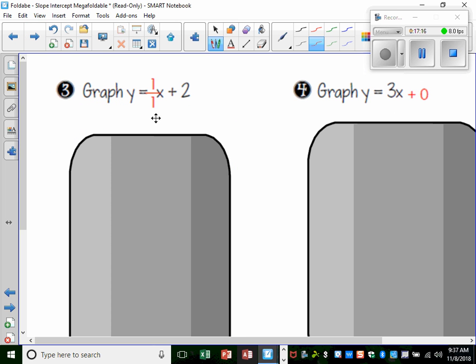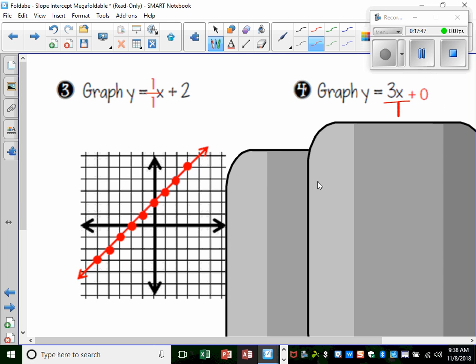Now notice number 3 right here only had x, so you have to know that that means it's 1x, or 1/1. And for number 4, it's going to be 3/1. But notice in number 4, guys, there was not a beginning point, so you know it's +0. Remember, we don't write 0. So that's where you will start for number 4. All right, so let's take a look at number 3. I'm going to start at 2.